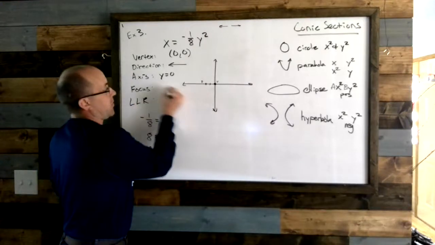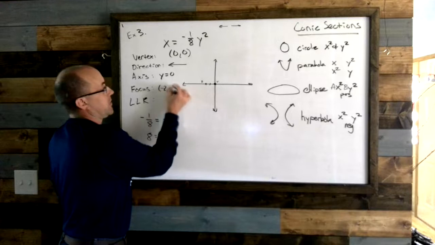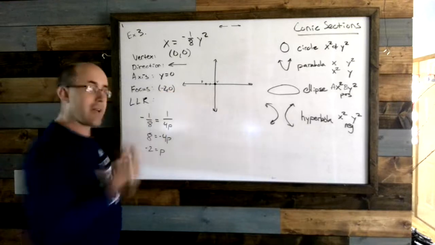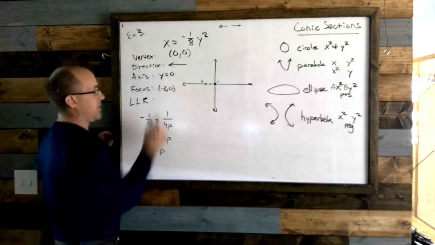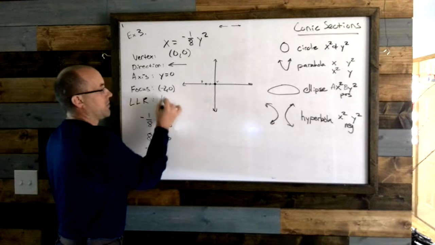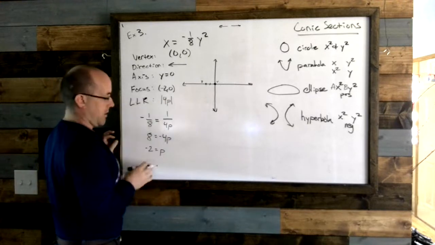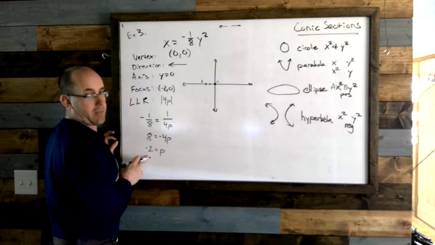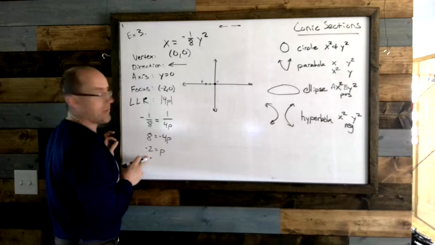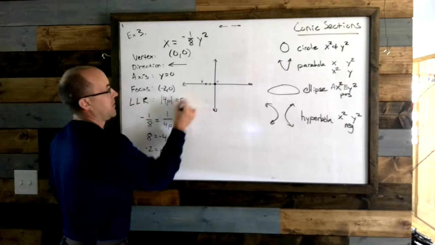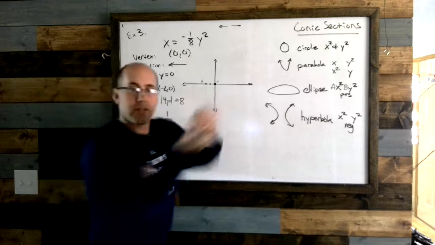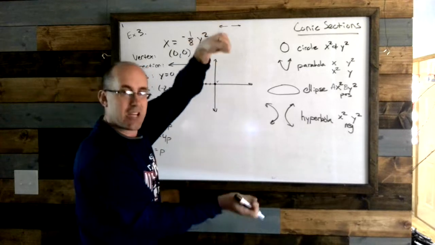So the focus location is negative 2, 0. The length of the latus rectum is simply the absolute value of 4 times p. So if you take 4 times p, you get negative 8. Absolute value is 8. And what that means is it's stretched 8 units.